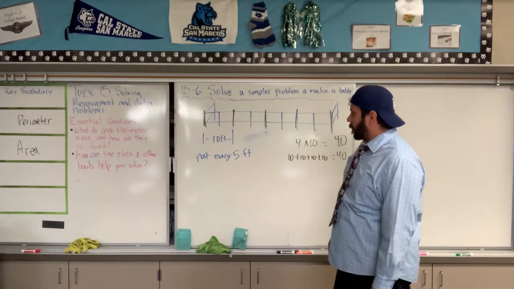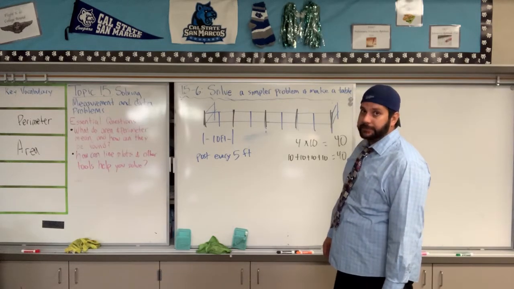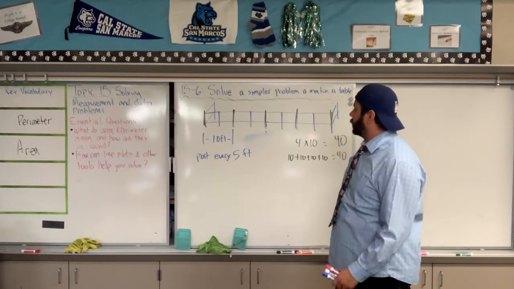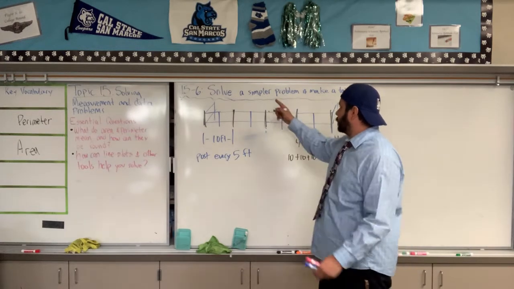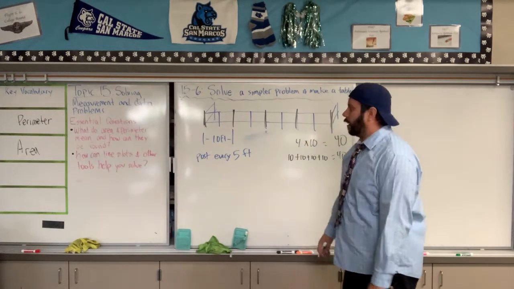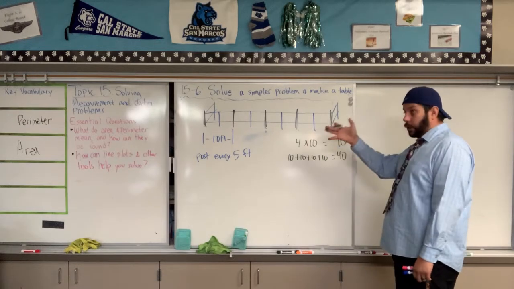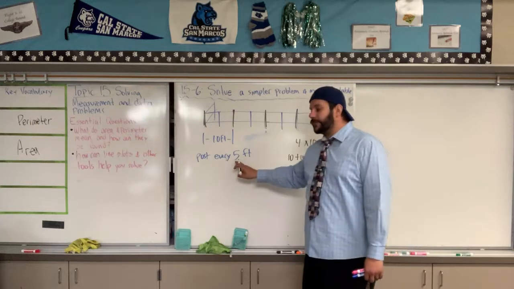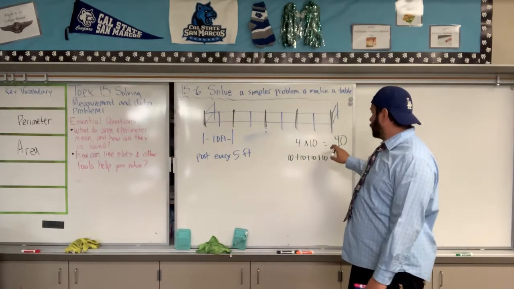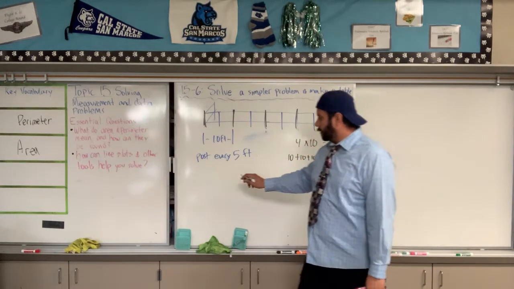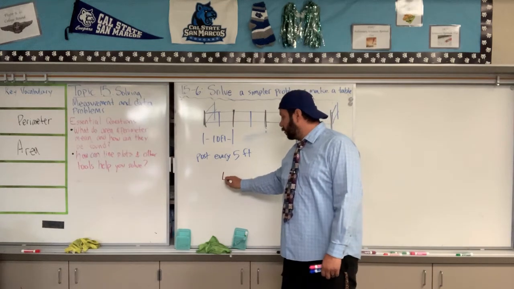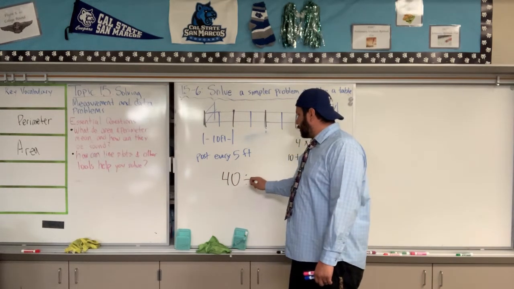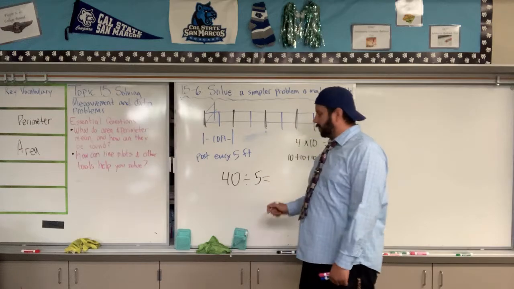So, let's make a table. Before we make a table, let's solve a simpler problem and figure out how many posts we have in there. So for every 5 feet, I put a post. That means in order to find out, I need to know my total number of feet, and I need to divide it by 5.